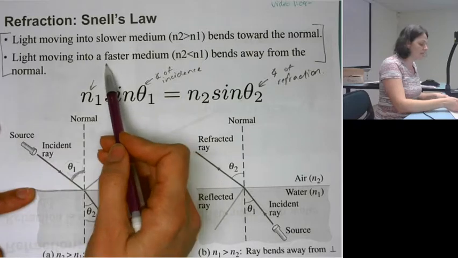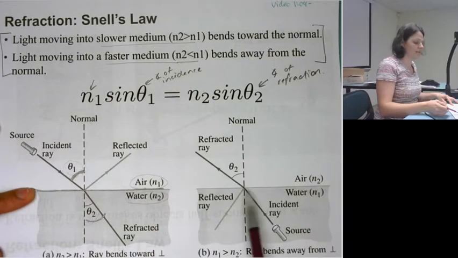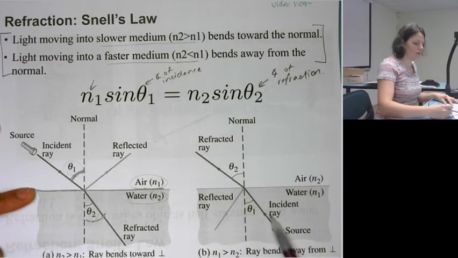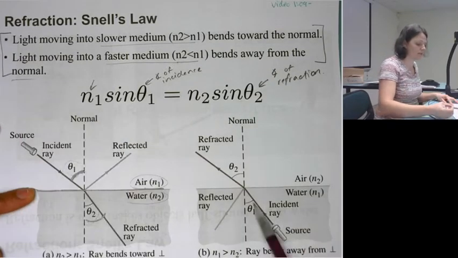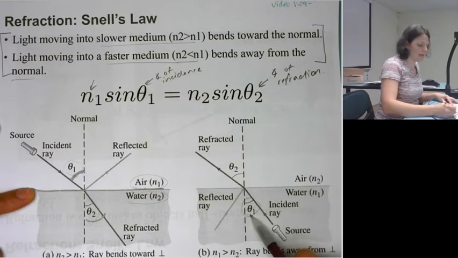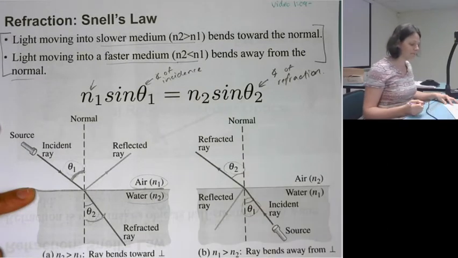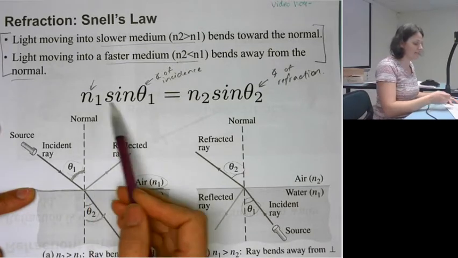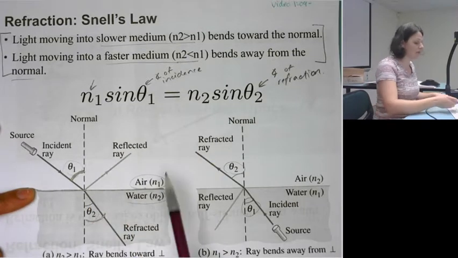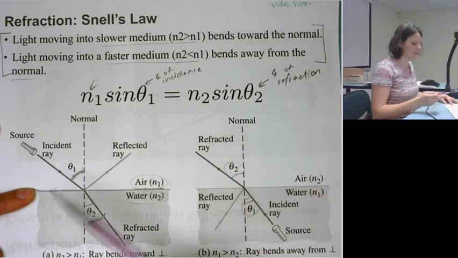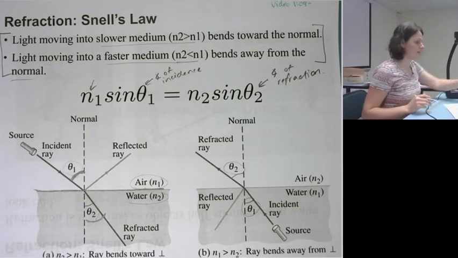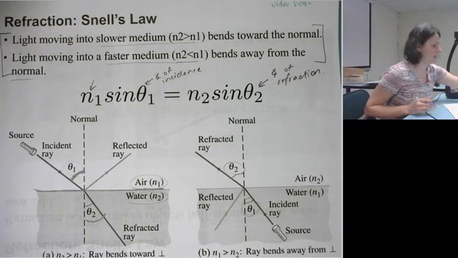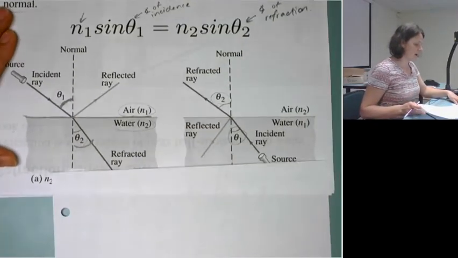Light moving into a faster medium, so that's this one, right? Light has started in water and it's going up into air, will always bend away from the normal. So here's this angle of incidence, and as it passes into the air, it gets bigger. Okay, so we can say that N1 sine theta 1 equals N2 sine theta 2. So you need 3 things here to be able to solve for the fourth.